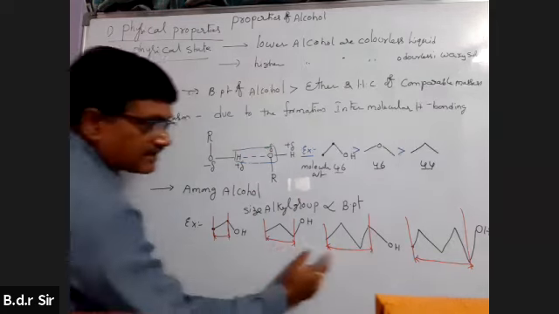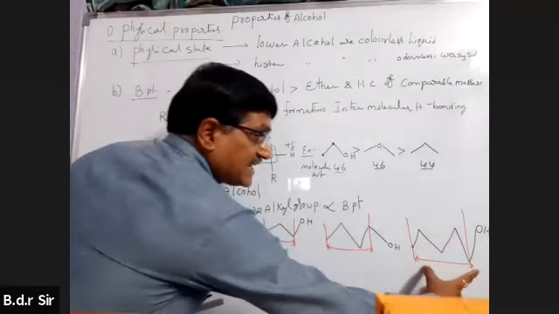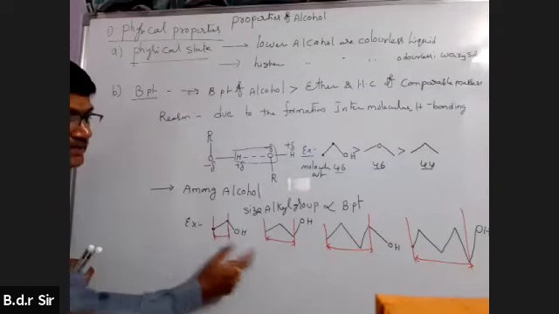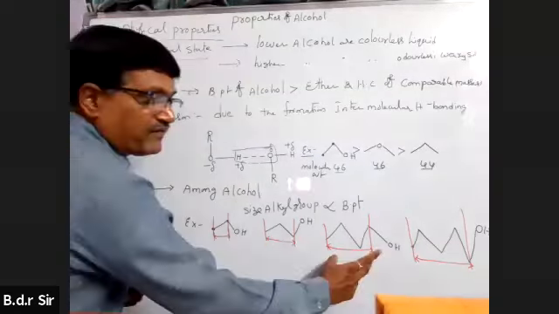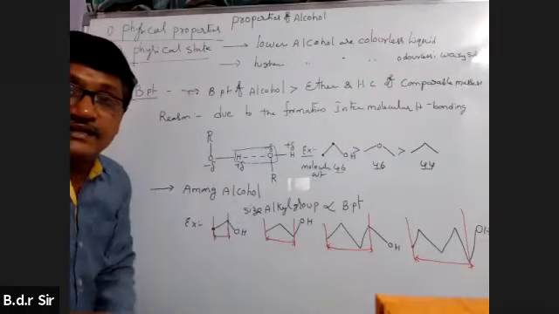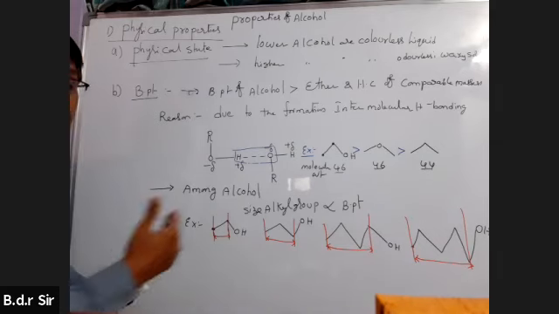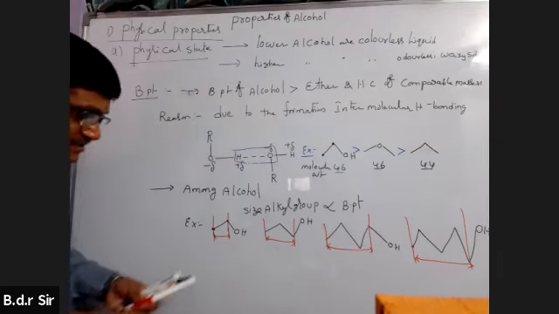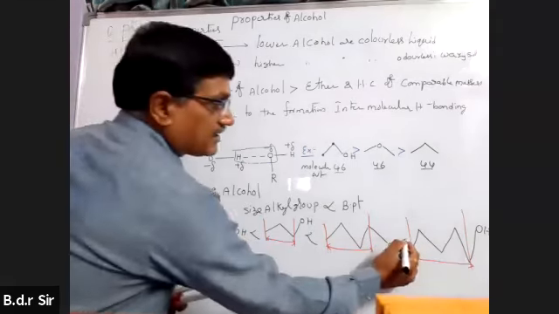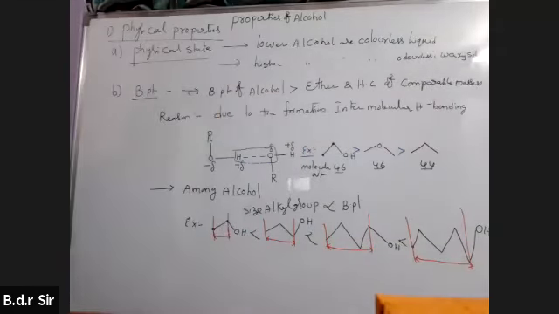Size of the alkyl group gradually increases. So surface area, suppose here 2 centimeter, here 3 centimeter, here 5, here 8. Surface area increases. Hence, their van der Waals forces increase. Therefore, their boiling point increases. This is the order of boiling point of various types of alcohol.